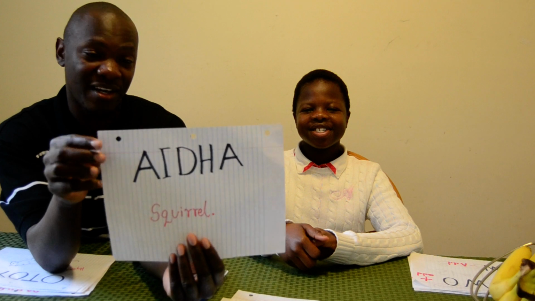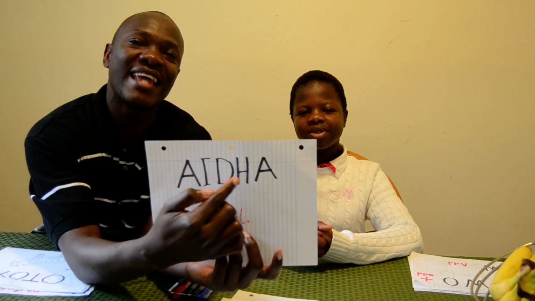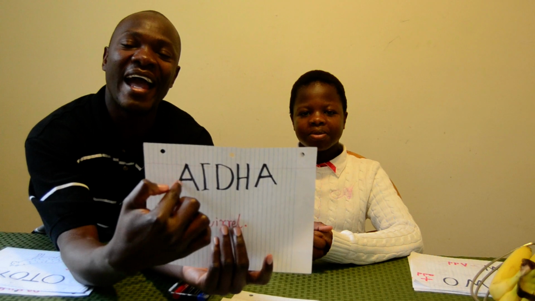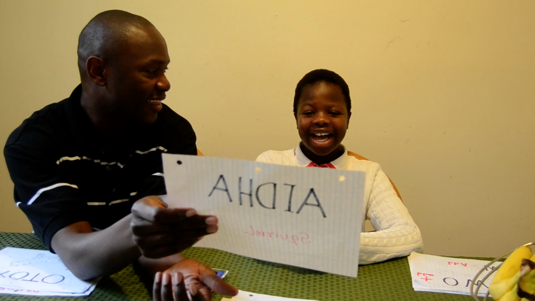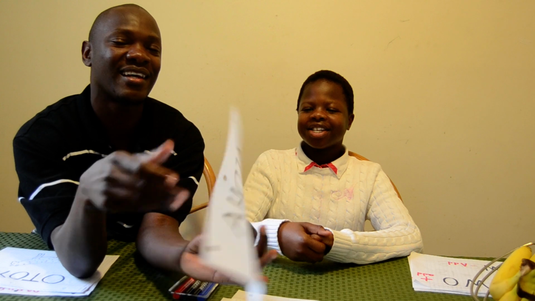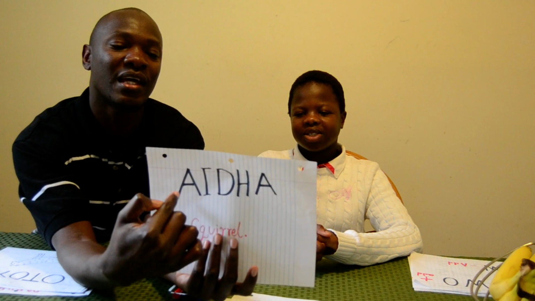Then for a squirrel, I could not draw a squirrel, my guys. For a squirrel, remember this is D-H-A, so this is da. So you call it Aida. How do you say? Aida. Say it with me. Aida. Three pronunciations up here: A, I, and D-H-A.